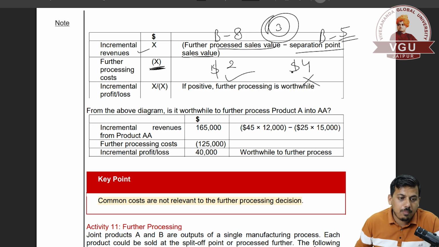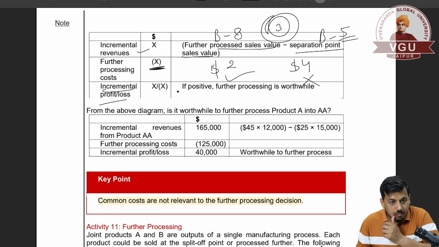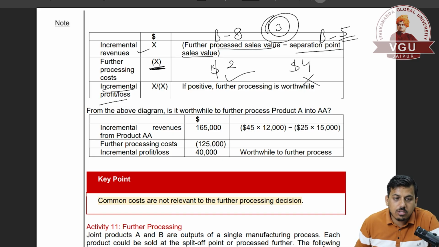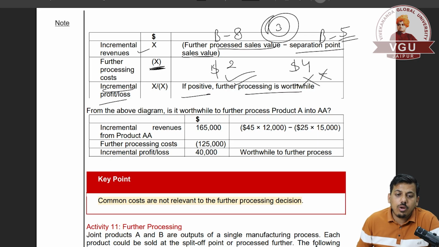That is simple. It is also given here, incremental profit or loss. If there is profit, if it is positive, then processing is worthwhile, otherwise not. 3 minus 2 is positive, so it is worthwhile. 3 minus 4 is negative, so it is not worthwhile. This is how we are going to understand.